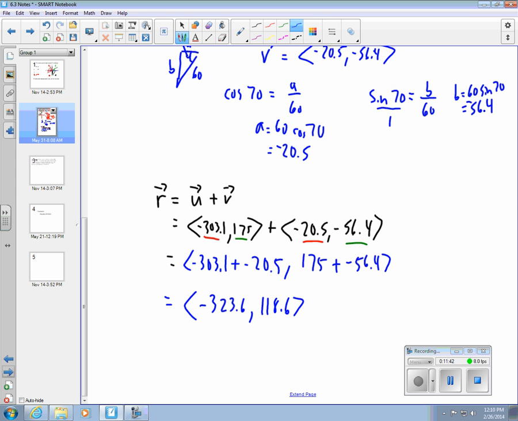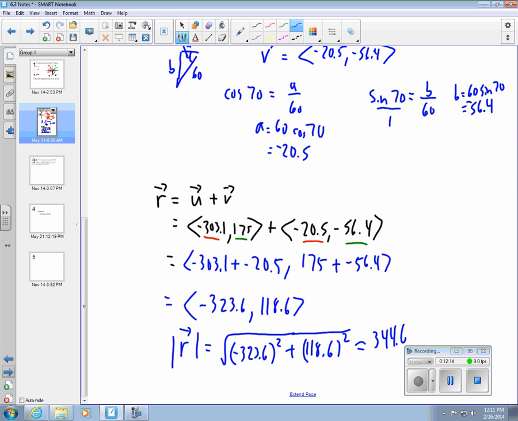We still haven't answered our question about magnitude and direction. So the magnitude here, remember, they gave you these components. This is like your A and your B here. So we got to actually find out our C, or our hypotenuse of this. So you can take negative 323.6 squared plus 118.6 squared, and then take the square root. And when I do that, I get 344.6 kilometers per hour. That is the magnitude.